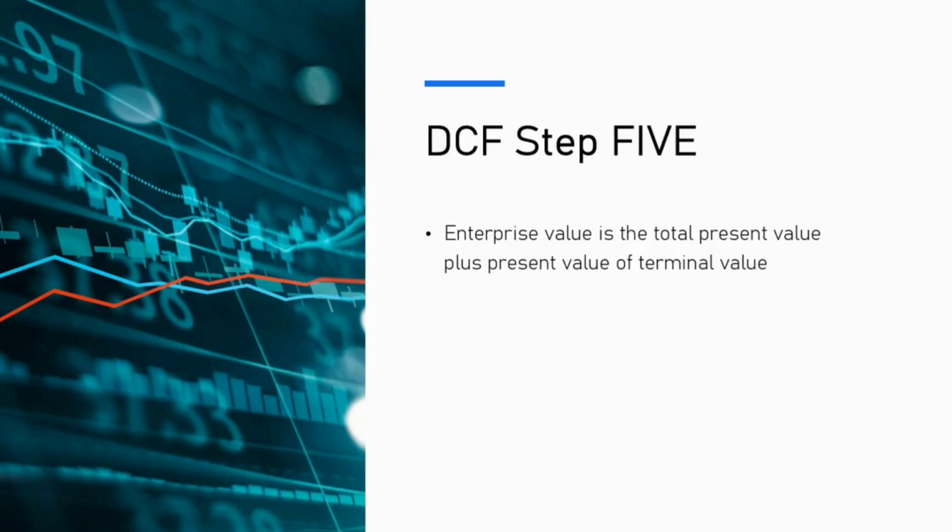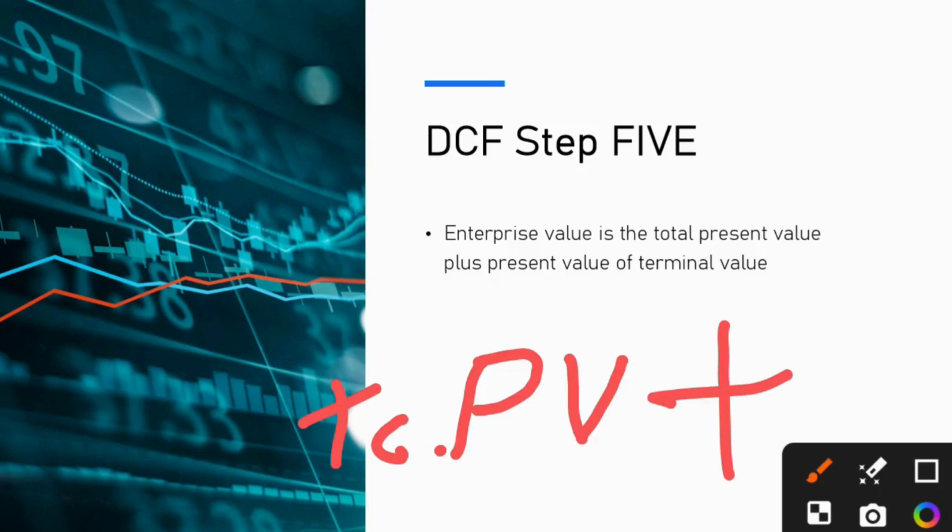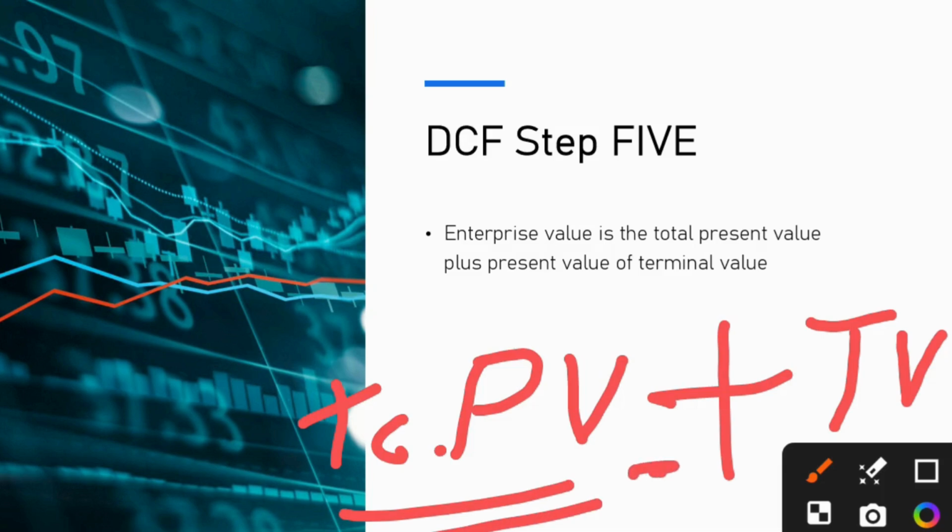Next, the fifth step is the enterprise value. Enterprise value is the total present value of a company, which we calculated just now, plus the total terminal value of the last year. So we get the enterprise value.